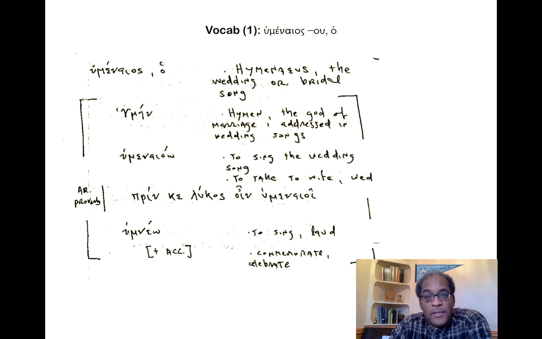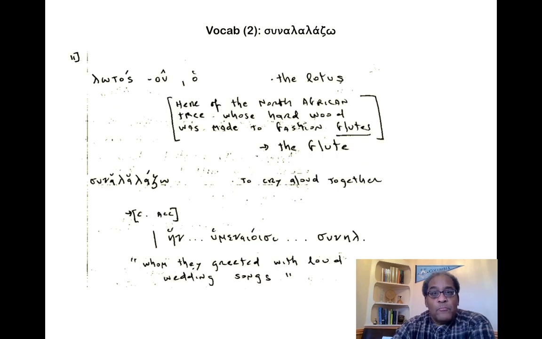Okay, hymenaioo is to sing or to laud, to commemorate, to celebrate. So it's always good to take your time when you look up a word. If you're lucky enough to have the time and leisure to look it up in the big Liddell and Scott, you can see the other words or forms that are connected with that form, and it gives your mind a system that you can then put all together. So that's why I show these alternates often. I really like that proverb. Prin ke lukos oin hymenaioi. Very good.